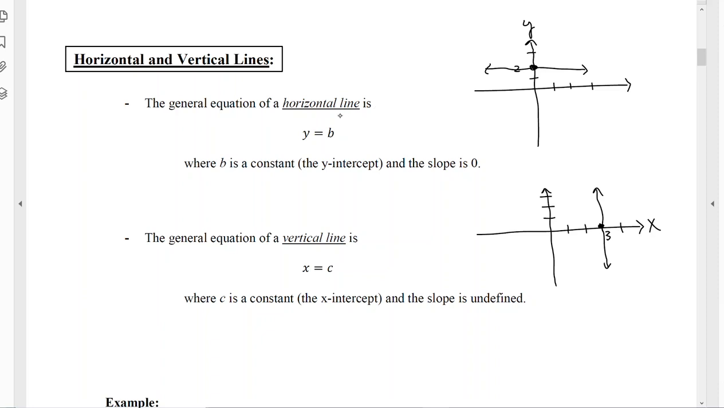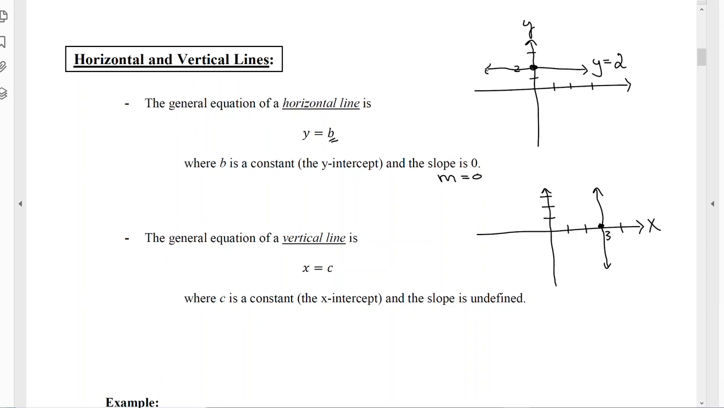For a horizontal line, they all have the equation y equals some number, and the number is where you have the y-intercept. So, for example, if I have a horizontal line that cuts through the y-axis at 2, then the equation of this horizontal line is going to be y equals 2, where it crosses the y-axis. It has a slope of 0 because it's neither increasing nor decreasing.